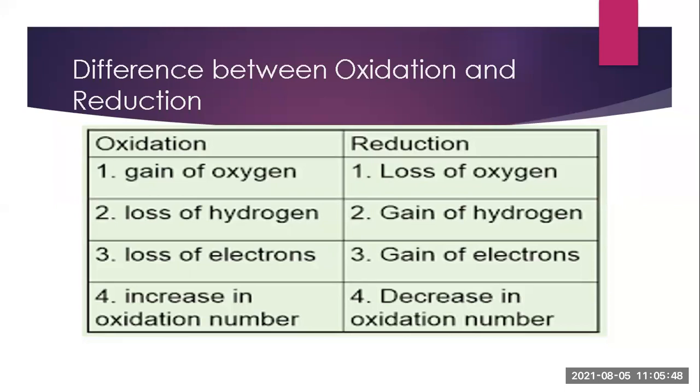Then afterwards, oxidation means loss of hydrogen, as hydrogen will be lost and oxygen will be gained. And if hydrogen is lost, that means loss of electrons is also there for the oxidation process. Whereas for the reduction process, if oxygen is lost, then naturally electrons will be gained and hydrogen will also be gained. Then for the oxidation process, there will be an increase in oxidation number, whereas in the reduction process, there will be a decrease in oxidation number.